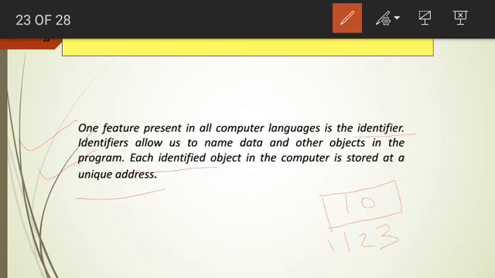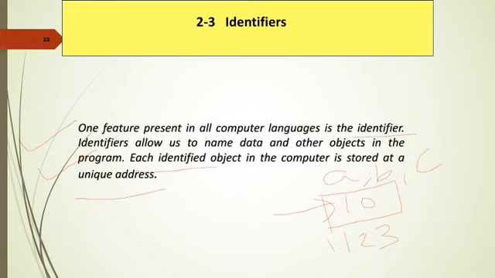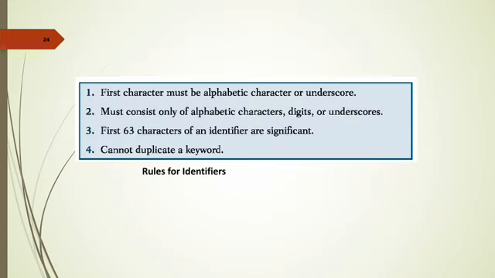So what will be the solution? You have to use an identifier, meaning give your own name like A or B or C to identify this number, and this will be the identifier for this memory location. So this is the identifier. Now we have to see some rules for the identifiers.